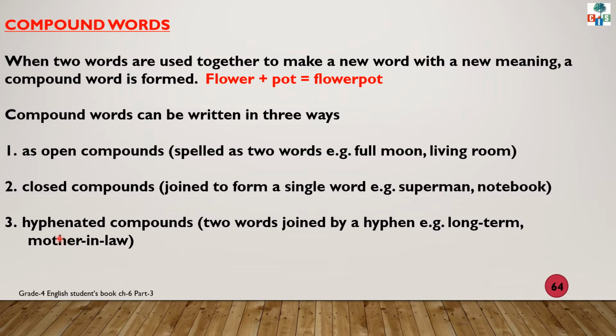Third is hyphenated compound words. Two words joined by a hyphen. For example, long-term, mother-in-law. See children, between these two words, a small dash is given. That is called a hyphen. So, there are three ways to write the compound words. Let's understand this with a few examples.